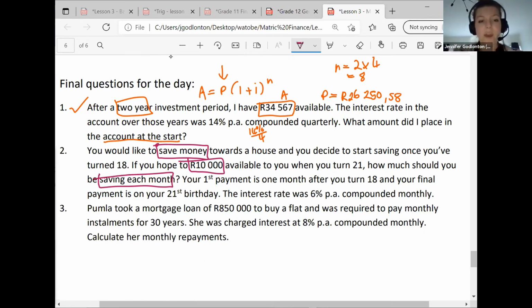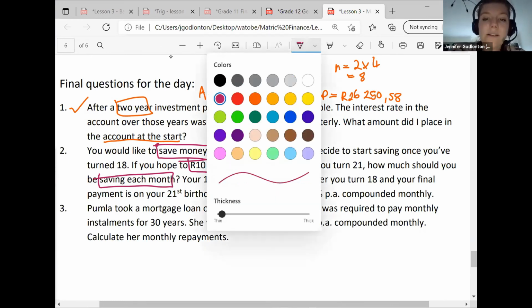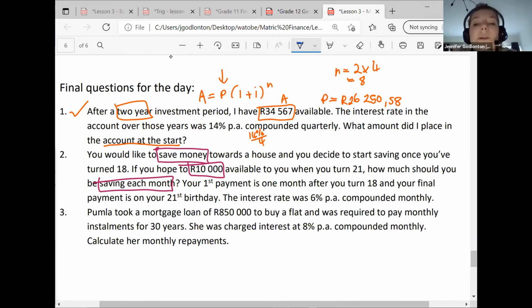So Pumla took a mortgage loan of 850,000 Rand to buy a flat and was required to pay monthly installments for 30 years. She was charged interest at 8% per annum compounded monthly. So let's have a look at this one. What formula would I use in this question? Your options: simple, compound, future, present. So think about it carefully. She took out a loan of 850,000 Rand and she has to pay monthly installments for 30 years. Okay, we have a present value.